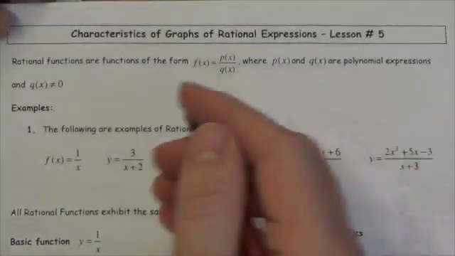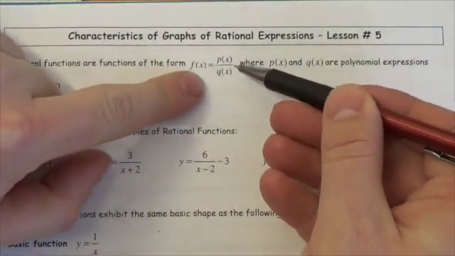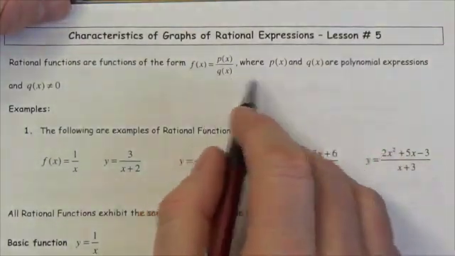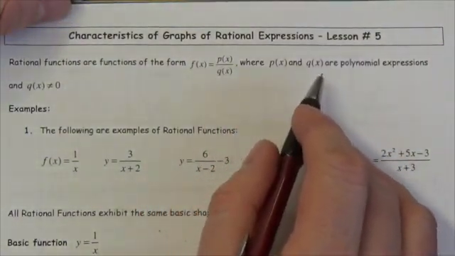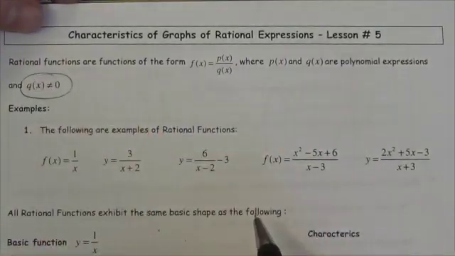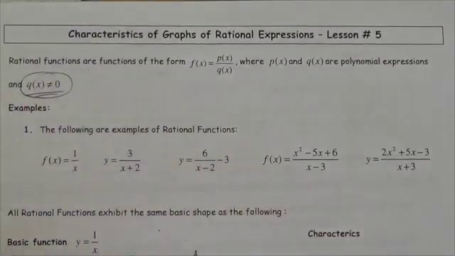So here we go. Rational functions are functions of the form f of x is equal to p of x divided by q of x. So we've got polynomial divided by polynomial, and just like it says here, p of x and q of x are both polynomials. With one notable exception: we can't allow the denominator to become equal to 0.